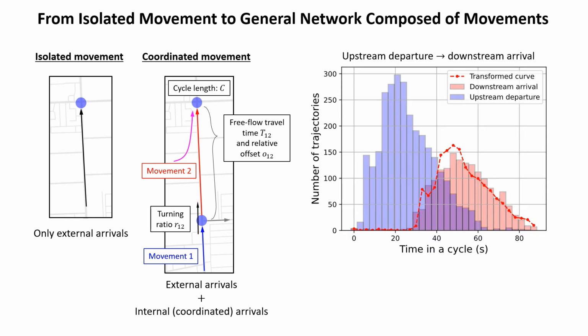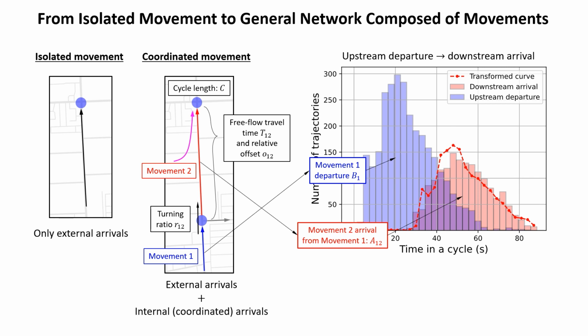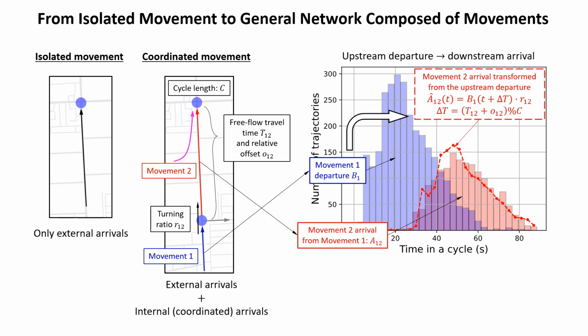The blue histogram illustrates the upstream departures from movement 1, while the red histogram illustrates the downstream coordinate arrivals to movement 2 from movement 1. The dashed red line represents the downstream arrival predictions. The downstream arrival is predicted according to the following equations, which incorporate the relative offset and the turning ratio.